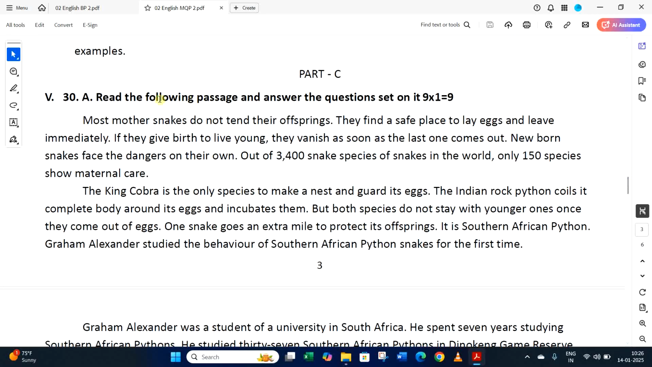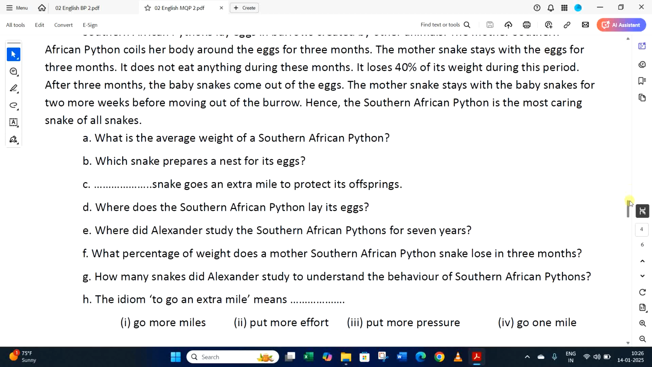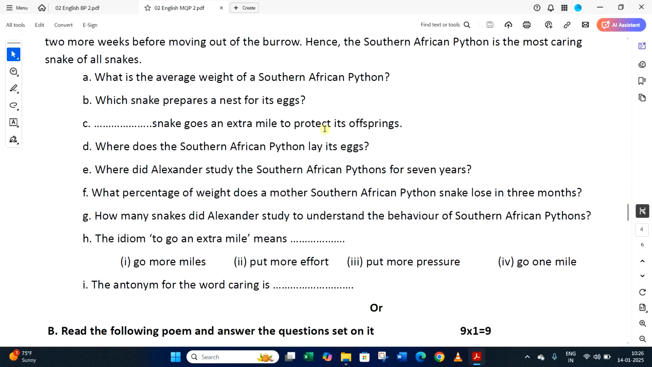Part C is all about comprehension, prose comprehension and poetry comprehension, which is for 9 marks, my dear students. Question number 30 we can find here. Read the following passage and answer the questions set on it for 9 marks. So you have to read the entire passage, comprehend it, and then answer the questions which we can see here.